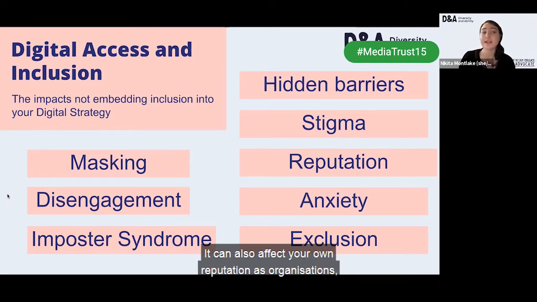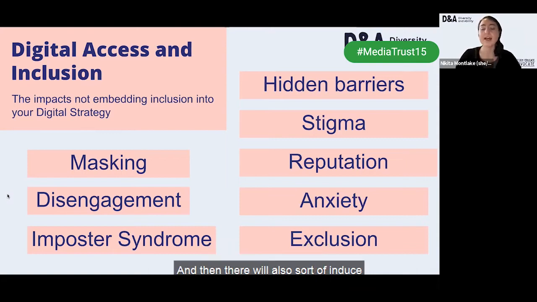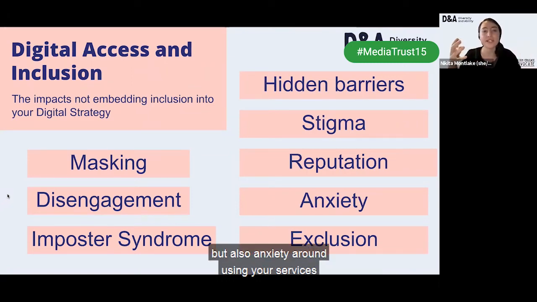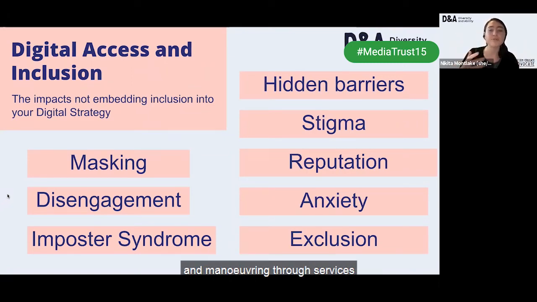It can also affect your own reputation as organizations not being accessible. That can create a backlash for yourselves. It will also induce anxiety in individuals if they're struggling to access something. It can cause that imposter syndrome anxiety, but also anxiety around using your services and maneuvering through services, and just having that general struggle can really create that anxiety and ultimately exclusion as well.